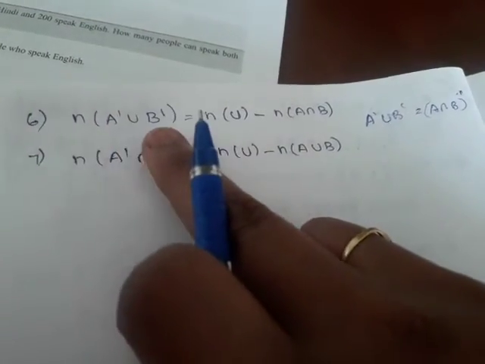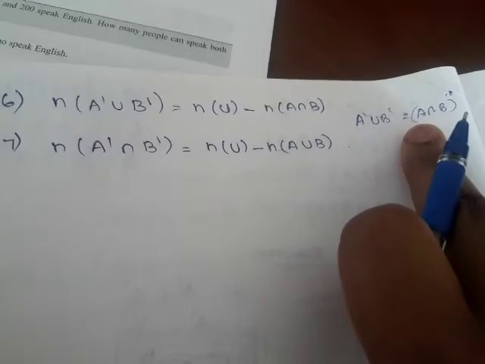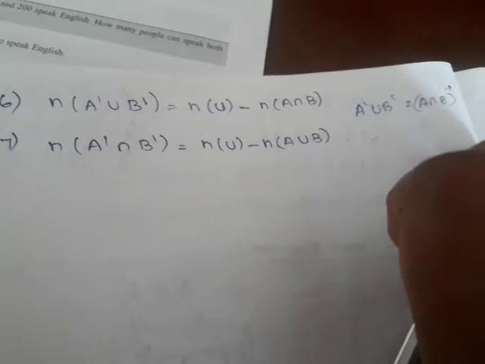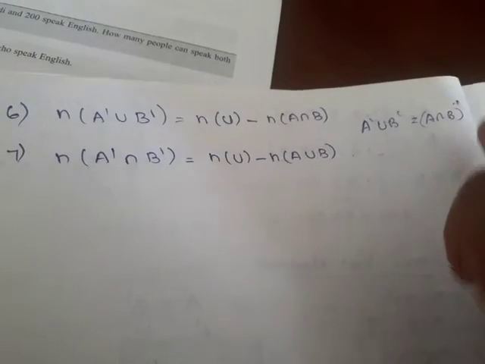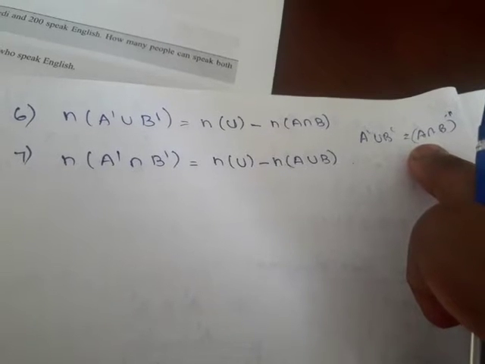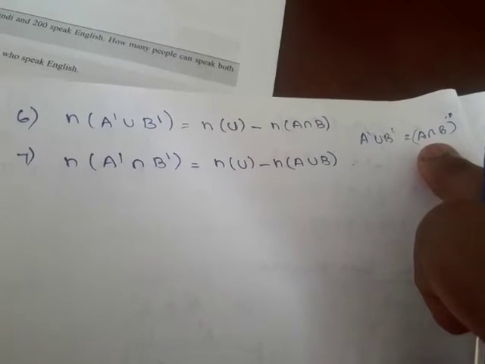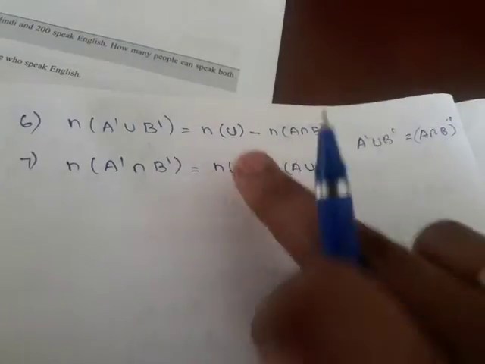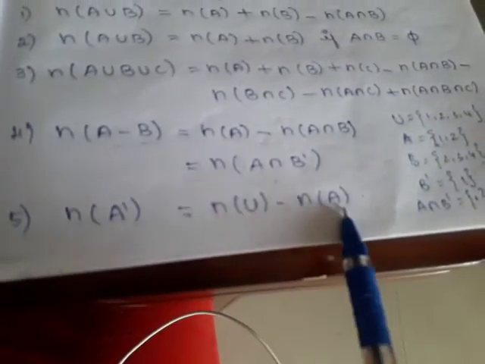So the number of elements in A dash union B dash is nothing but the number of elements in (A intersection B) the whole dash. But (A intersection B) the whole dash, the complement, is nothing but the difference of the set with the universal set. So I can write it as U minus A intersection B, right? As we wrote for one set here, n of A dash is nothing but n of U minus n of A. The same way here, n of (A intersection B) the whole dash is nothing but n of U minus n of A intersection B.